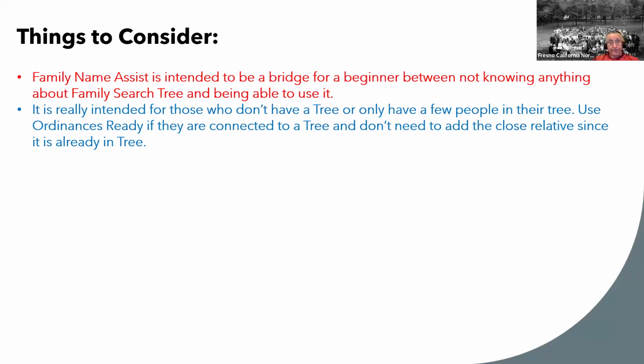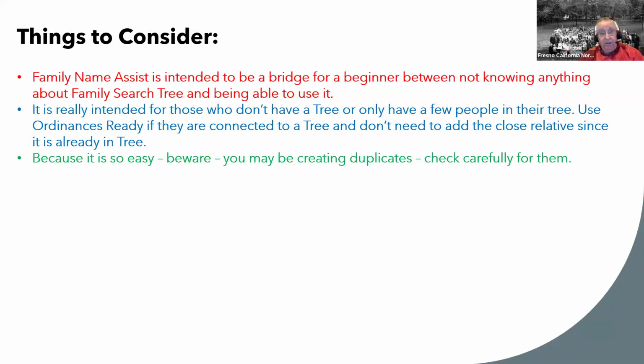And so, if you think about it in that way, if you've been able to work with these people early, if the missionaries have been working with the ward leaders and letting you know that we've got this person about to be baptized, and maybe get them in contact with a consultant or somebody, they could already have this stuff prepared. And then instead of going through Family Name Assist, you could just click on Ordinances Ready and pull up names that way. Okay, because it's easy, beware though.